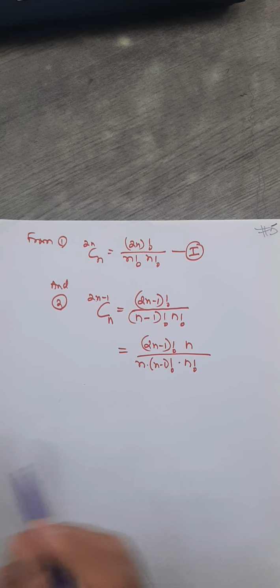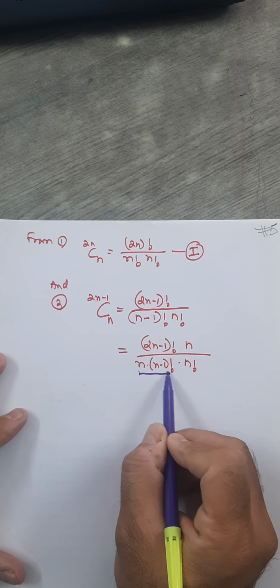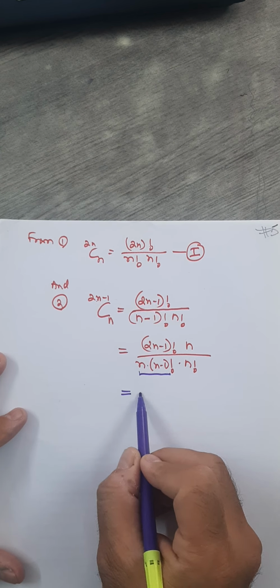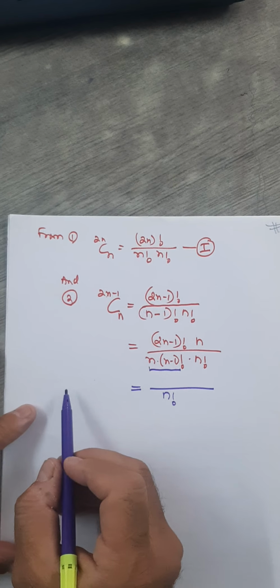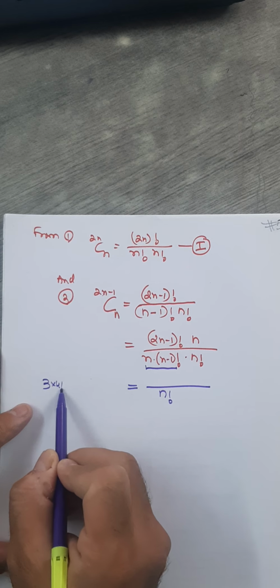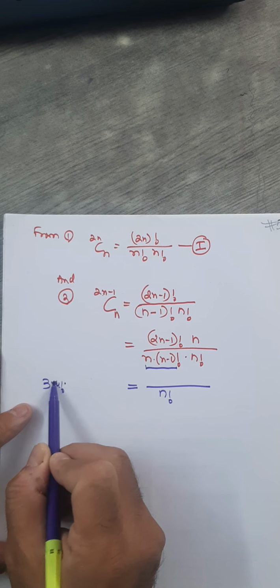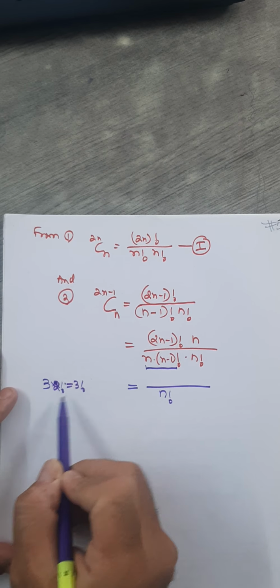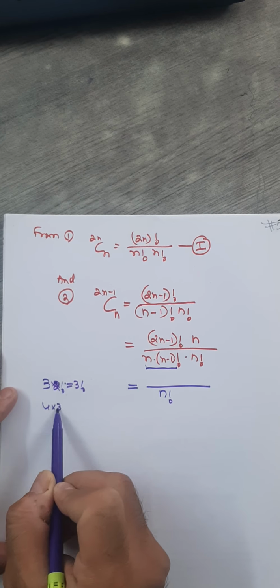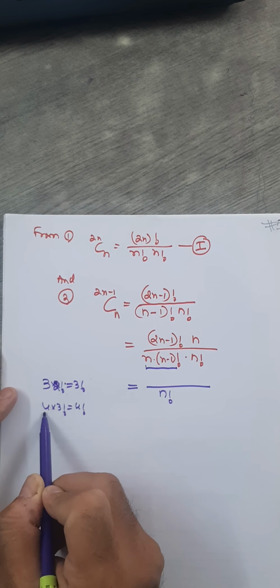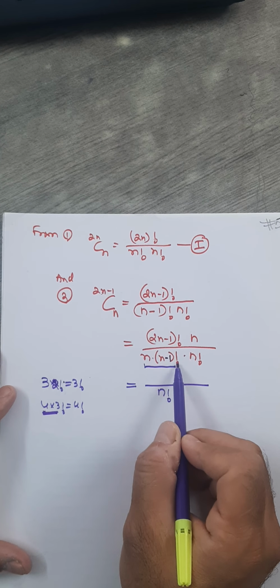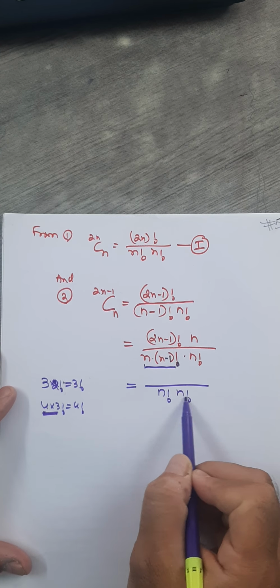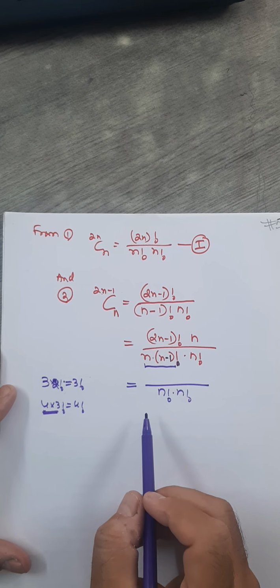Now can you tell me what this is? You know, this is n factorial, remember. It's like 3 into 4 factorial. What is 3 into 2 factorial? It is 3 factorial. What is 4 into 3 factorial? It would be 4 factorial. This one, you know. So n into n minus 1 factorial is n factorial, into n factorial as it is.